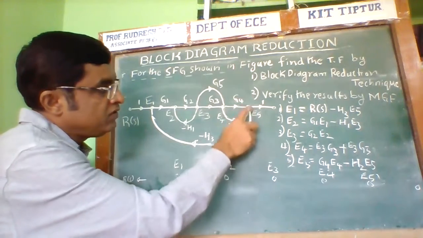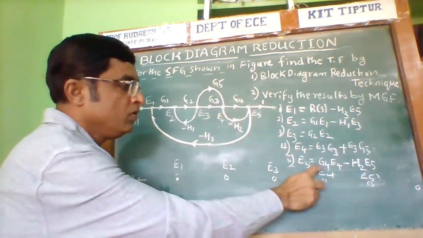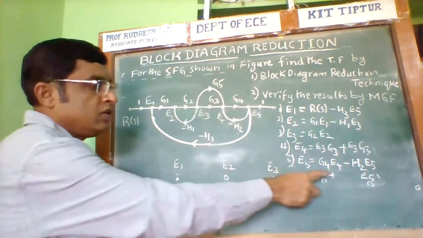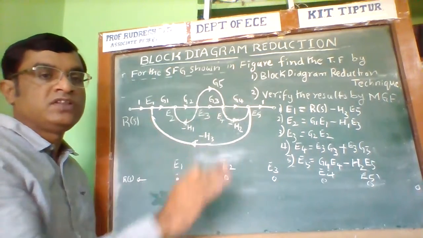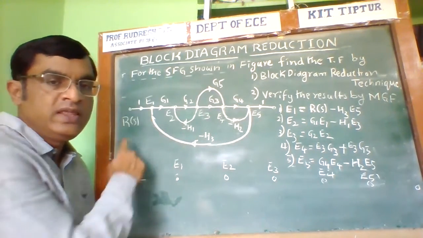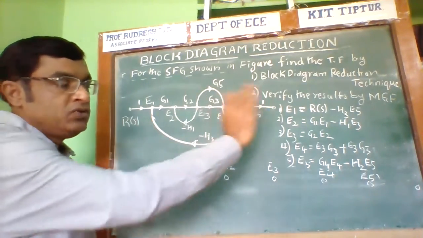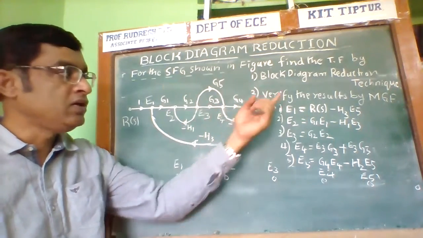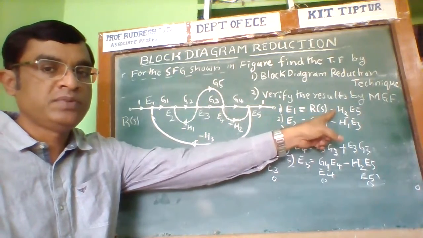Similarly, here E5 is equal to the sum of signals at this particular node: E4 into G4, and this is E4 into minus H2. These are the algebraic equations. So in order to construct the block diagram from the signal flow graph, this is the way: name the nodes and write the algebraic equations. By using these equations, try to understand where a summing operation or a subtraction operation is present.